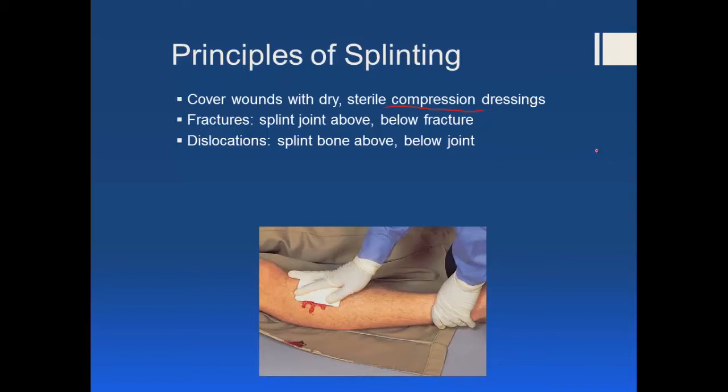For fractures, you're going to splint the joint above and the joint below the fracture. So if this is a fracture, immobilize the ankle and immobilize the knee. For dislocations, you're going to splint the bone above and the bone below the joint. So if it's the knee, you're going to splint the femur up here and the tib-fib down here.